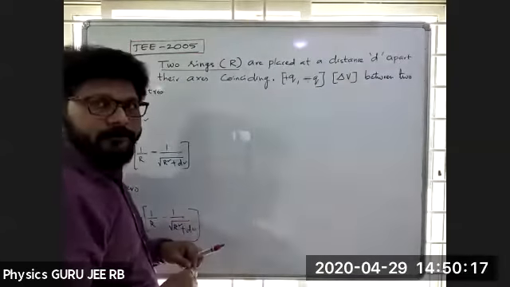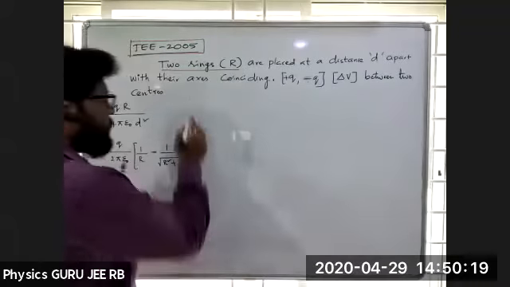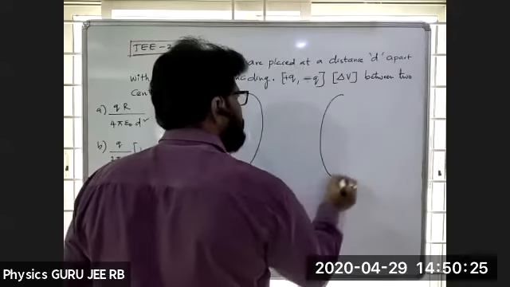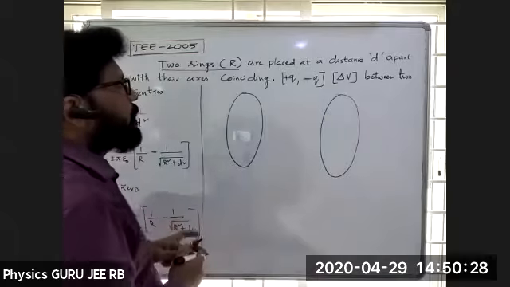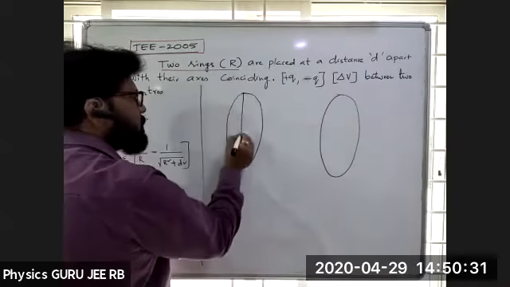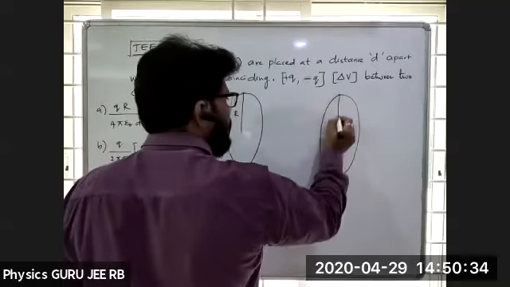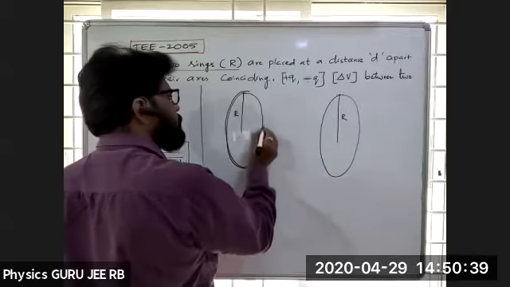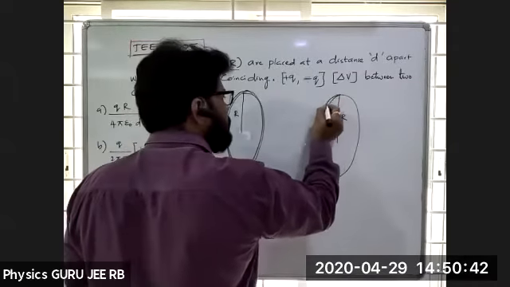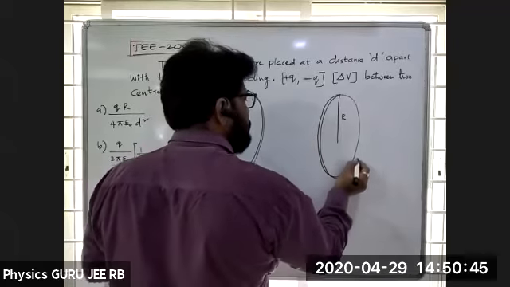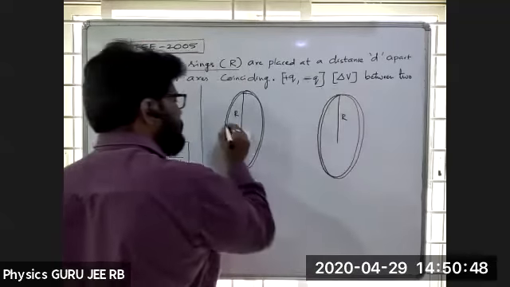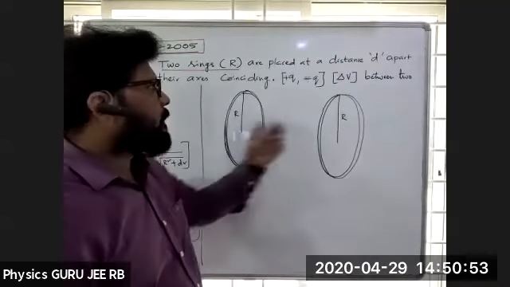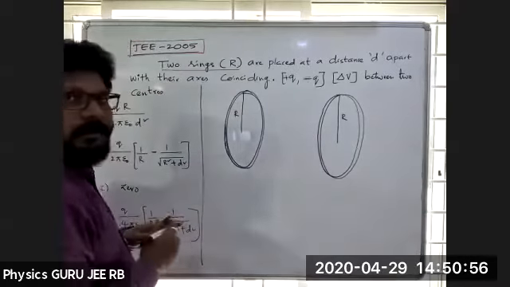That means if I draw two rings, carefully, the first ring and the second ring, each of radius r. Both the radii are r. These are the two rings. Two rings of radius r and r, and they are a distance apart.